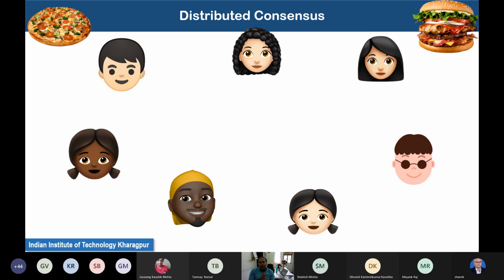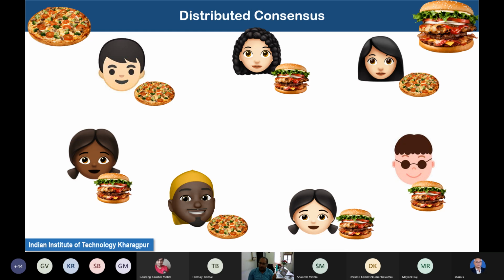But what they have to ensure together is that everyone either goes to a pizza shop or everyone goes to a burger shop. Now everyone has their own personal preference. Some people will prefer pizza, some other people will prefer burger. In this case, my objective would be to come to a consensus. And remember that in a typical distributed system, I do not have a coordinator.